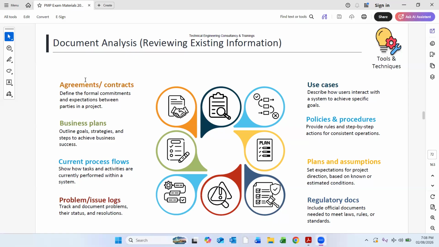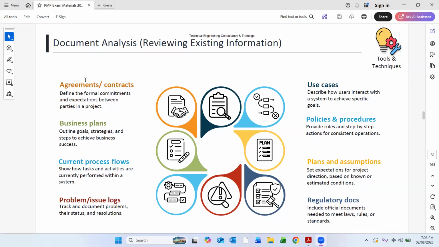Plans and assumptions set expectations for project direction based on known or estimated conditions. So we make some assumptions. Let's say, for example, in some projects our scope of work is not properly defined, right? We don't have clear IFC drawings. So what the planning engineer will do is make some assumptions in the program for some specific areas, and he will clearly mention in the work breakdown structure that the area is unknown. He will make assumptions, and those assumptions are also part of those plans.